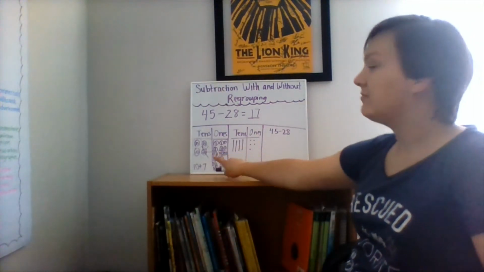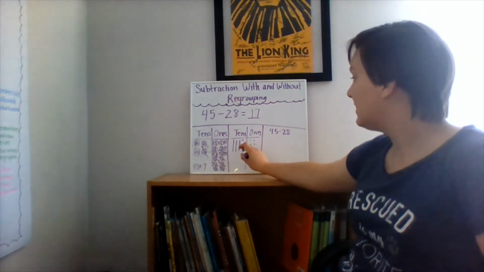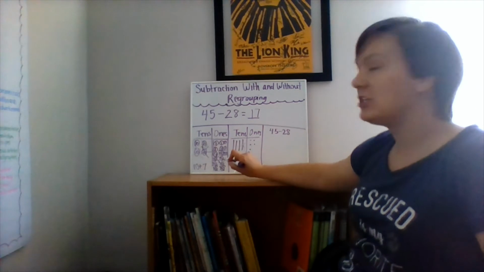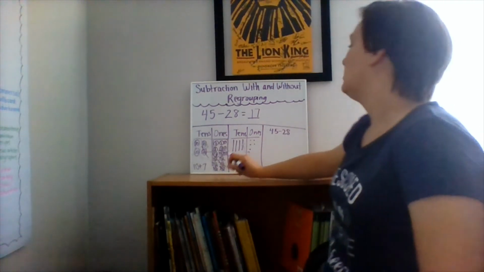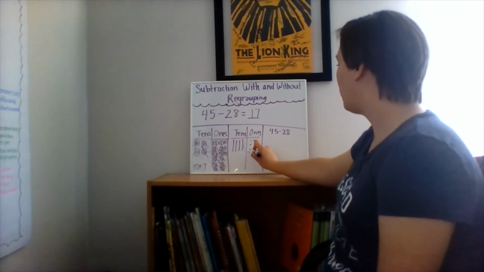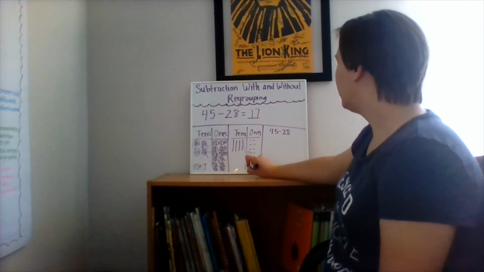Okay, what did I have to do? That's right, I needed to take one of my tens, I needed to borrow it, and move it over here and change it into ones. Okay, so by changing it, that gives me 10 more ones to work with. So I'm going to draw those out. 1, 2, 3, 4, 5, 6, 7, 8, 9, 10.